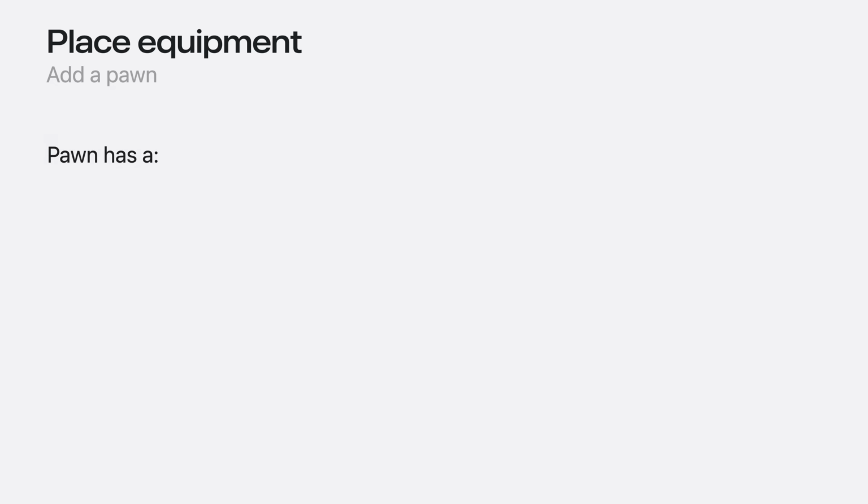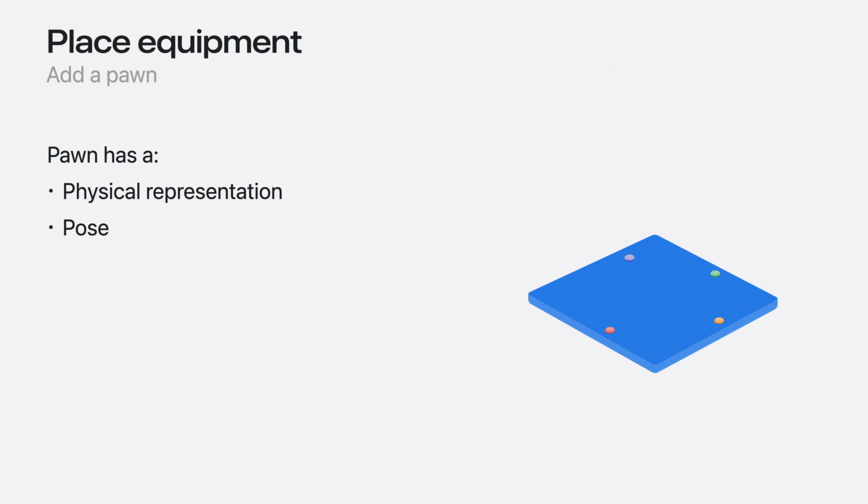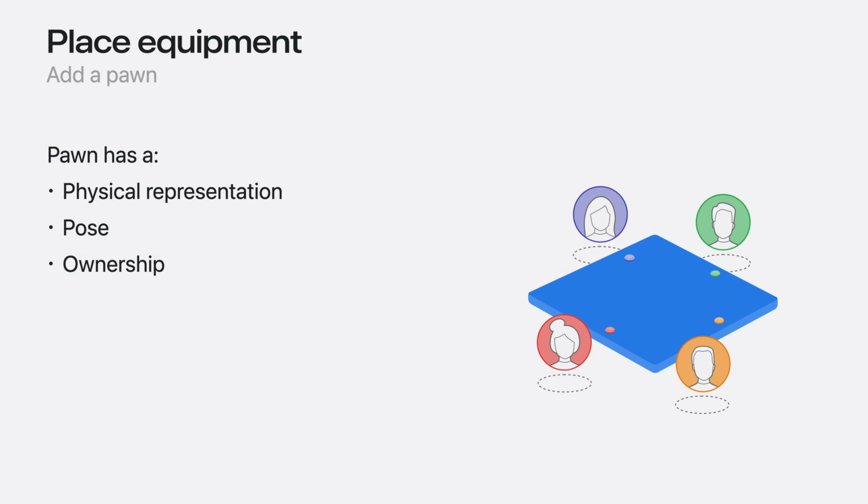A pawn is a physical object in the game, rendered as a RealityKit entity, so it has an inherent size, and players can interact with it. Each pawn starts in front of the corresponding seat, and it is owned by that seat, so only that player sitting there is able to move it.